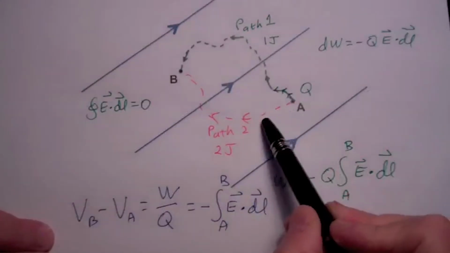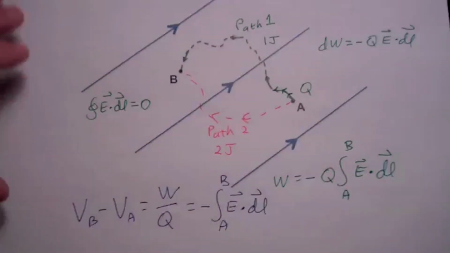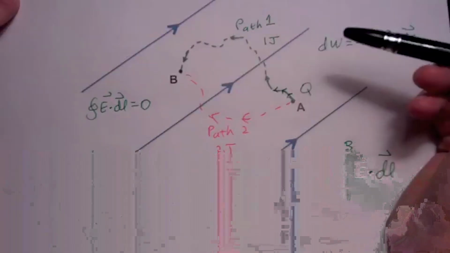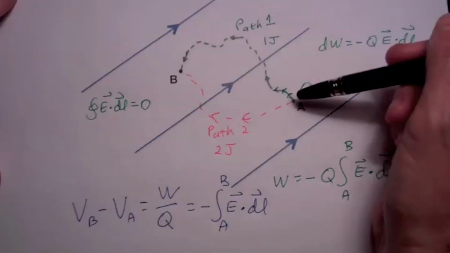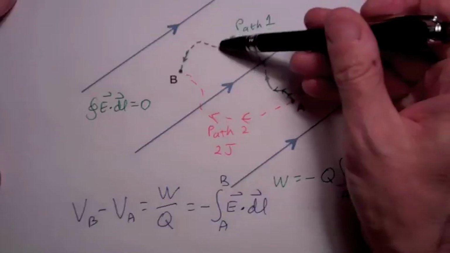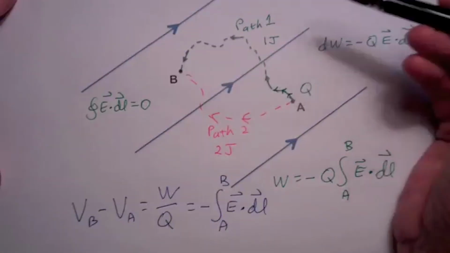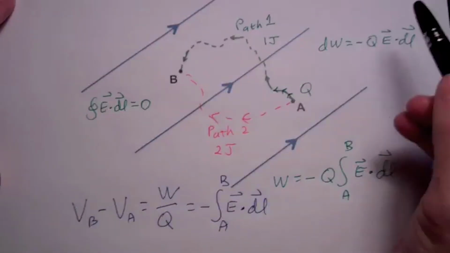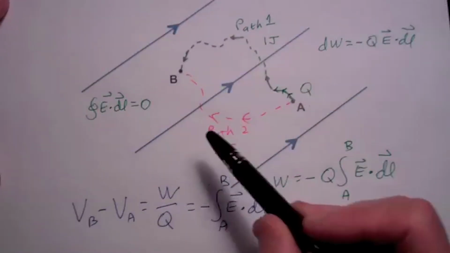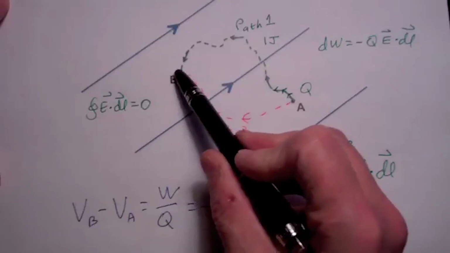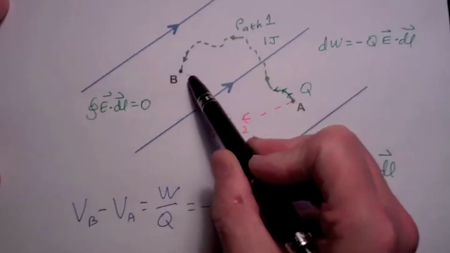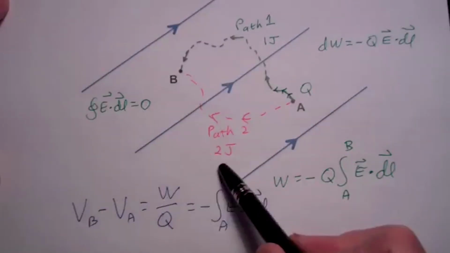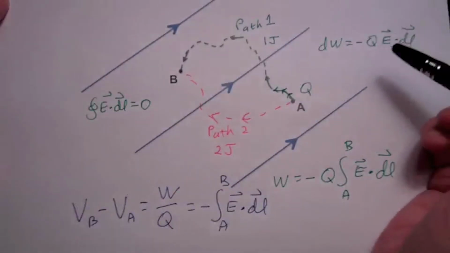I have now indicated a second path from A to B, and let me call that path 2, and our original path is path 1. Now, let's suppose that in going along path 1, it takes 1 joule of work to go from A to B, and that going from A to B along path 2 takes 2 joules of work. Now, we know if we go in the opposite direction, along path 2 from B to A, that the field is doing work, and we would extract 2 joules of energy from the field.